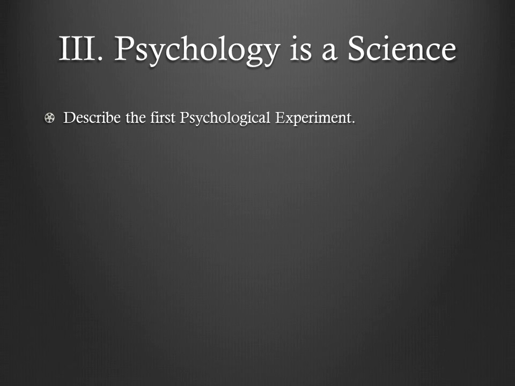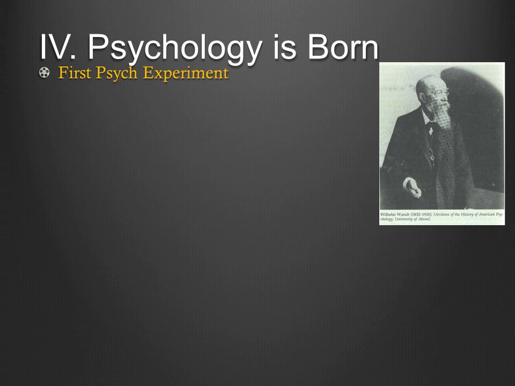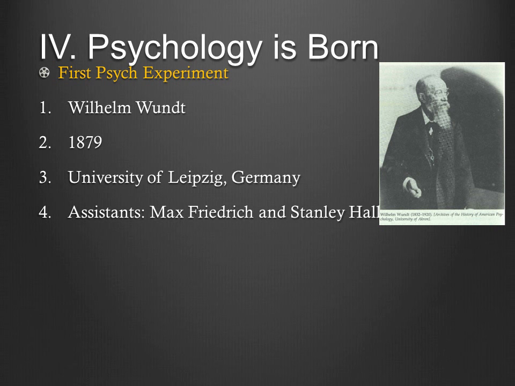So John Locke thought that we needed data, we needed evidence to support our understandings, that empiricalistic data, okay? So psychology is finally born into a science with the first experiment. The first experiment was done by Wilhelm Wundt. Okay, it happened in 1879 at the University of Leipzig, Germany. His assistants were Max Frederick and Stanley Hall. His goal was to study consciousness.